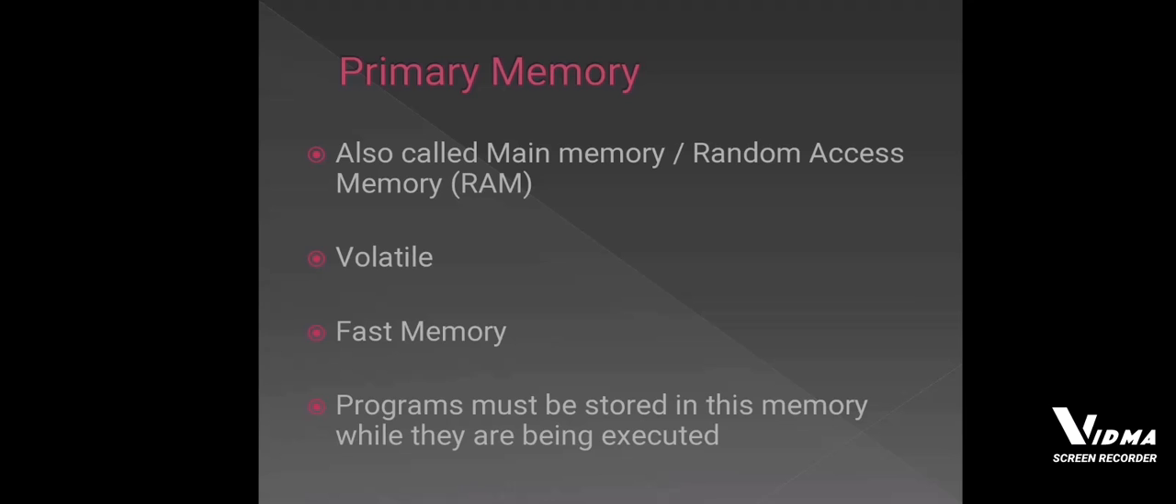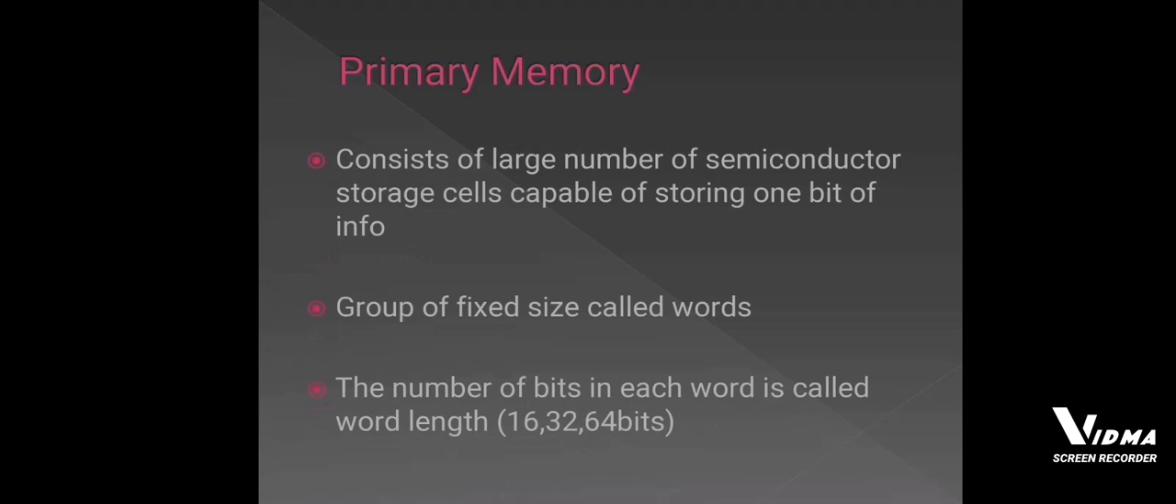The programs must be present in the main memory in order to execute in the processor. The primary memory consists of a large number of semiconductor storage cells, each used to store one bit of information. A group of fixed size is called a word. For example, in a 32-bit machine system, we can allocate the memory as 4 bytes. That particular fixed size is called a word, and the number of bits in each word is called the word length.